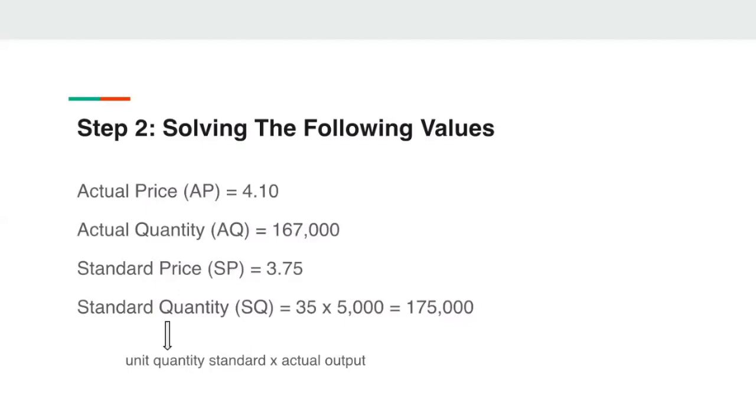A tip to remember is the actual values and the standard values have to be relatively close to each other. For example, $4.10 and $3.75 are relatively close to each other.